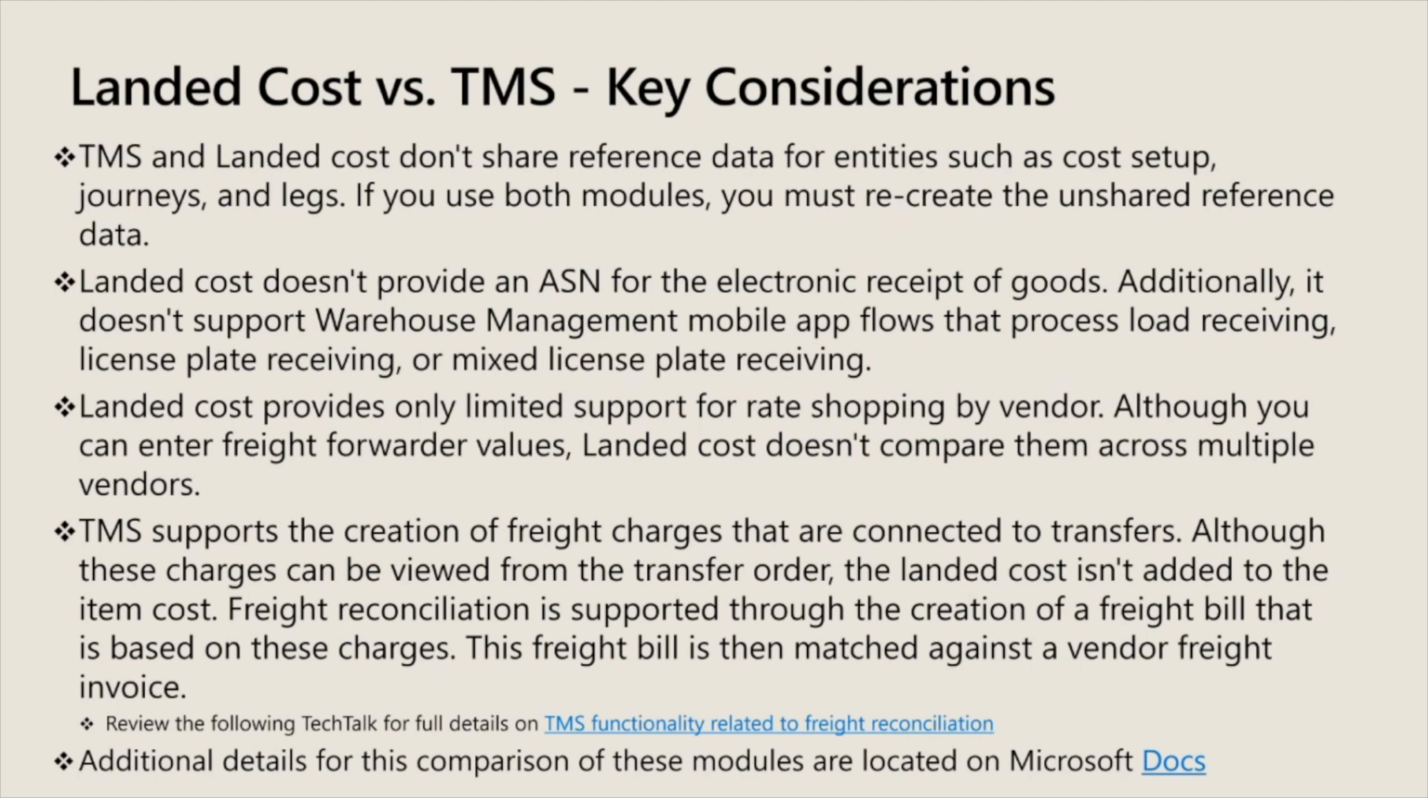Second point is that landed cost doesn't provide an ASN for the electronic receipt of goods. As many of you might know, with inbound loads you can process an ASN, and it automatically gives you your container structure, and you can receive against an ASN. As soon as you receive that ASN, you can post product receipt, or, depending on your configurations, you can determine what you want to do when you receive that ASN information. So we have some out of the box functionality for that related to inbound loads. That same functionality does not exist for the landed cost module. So just something to keep in mind.